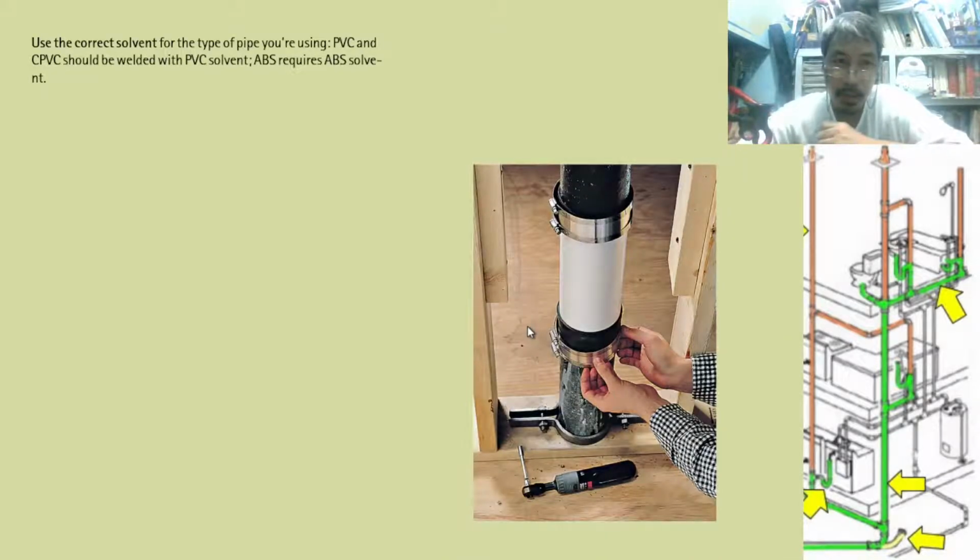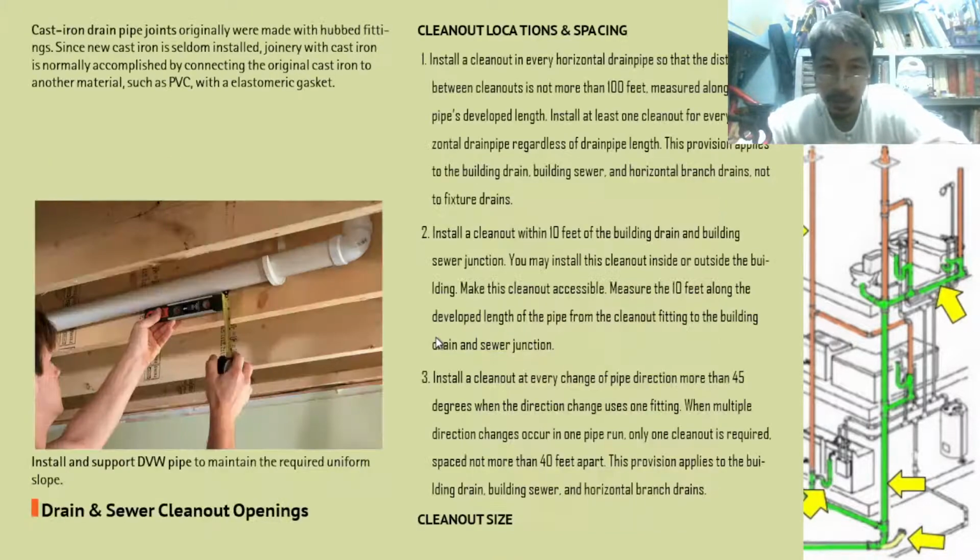Use the correct solvent for the type of pipe you are using. PVC and CPVC should be welded with PVC solvent. Okay. ABS requires ABS solvent. Okay. So, they are different from one another. So, you use the appropriate type of paste.